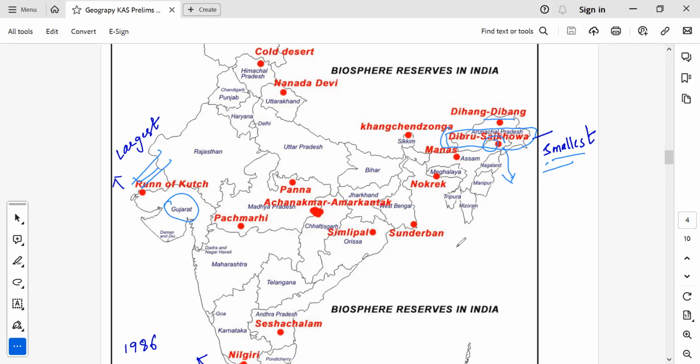One more fact: in 1986, the first biosphere reserve was declared in the Nilgiri Hills. After that, so many biosphere reserves. Kanchenjunga National Park. Remember all this. The cold desert biosphere reserve is not located in Jammu and Kashmir; it is in Himachal Pradesh. This is very important. And Seshachalam is in Andhra Pradesh. Simlipal, Odisha, Sundarban, Achanakmar-Amarkantak, Panna, Pachmarhi, Nokrek, Manas. Remember all these 18 biosphere reserves. Make a map and remember. This is also very important for the upcoming exam.